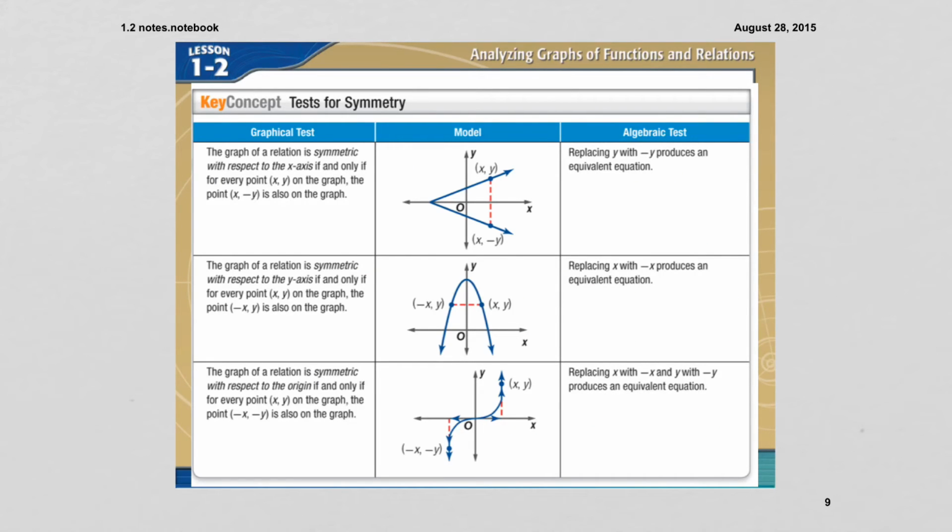Now, pause the video so you can copy this down. These are what we need to be able to test for symmetry.